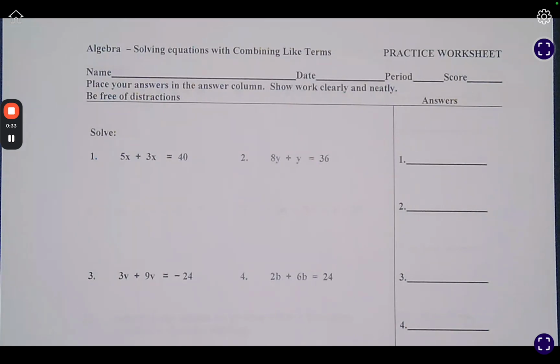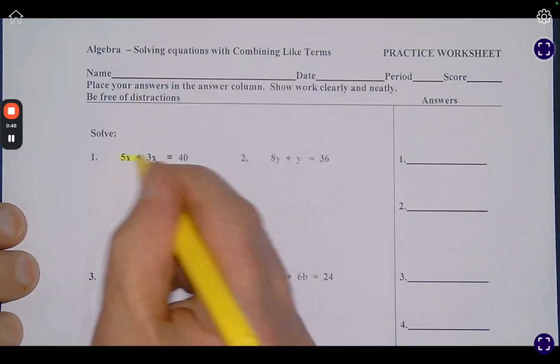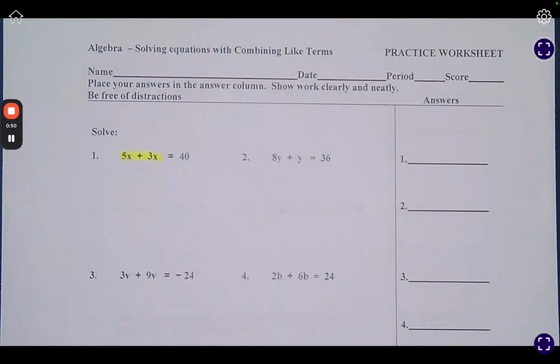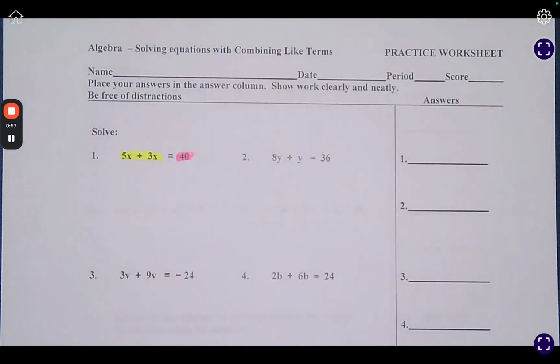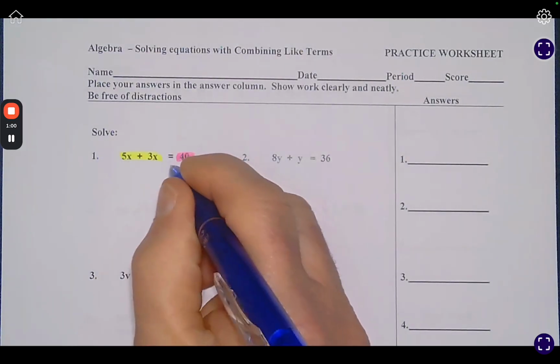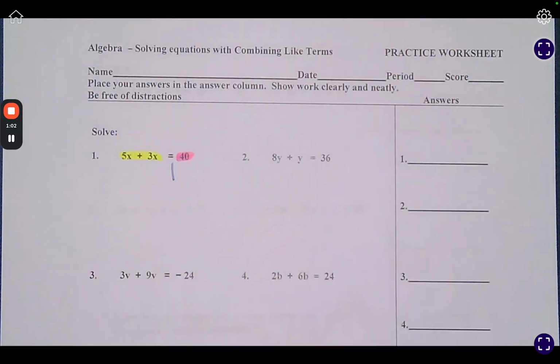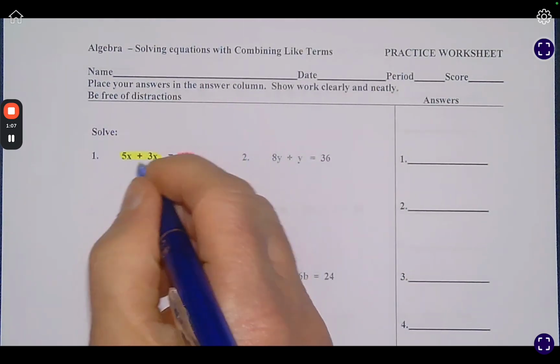All right, let's go. Now in this worksheet, we're going to solve equations, but notice we have like terms. So we're going to combine like terms first and then start doing inverse operations. So we're going to simplify. I'm going to simplify the left-hand side. Notice those are like terms. Notice the right-hand side has nothing but 40. It's only one term, so I can't do anything to that. When I look at an equation, I always look at the left and the right side, and I simplify as much as possible.